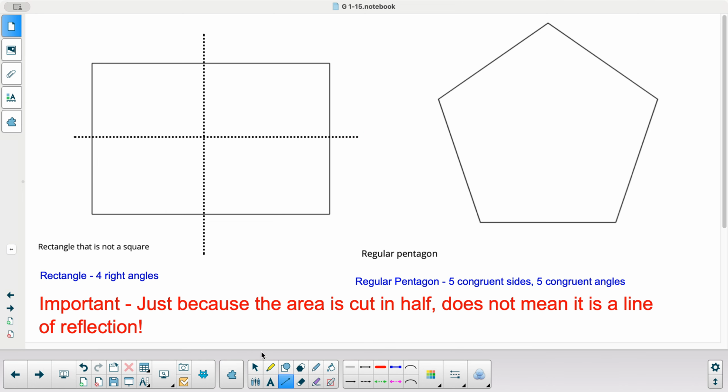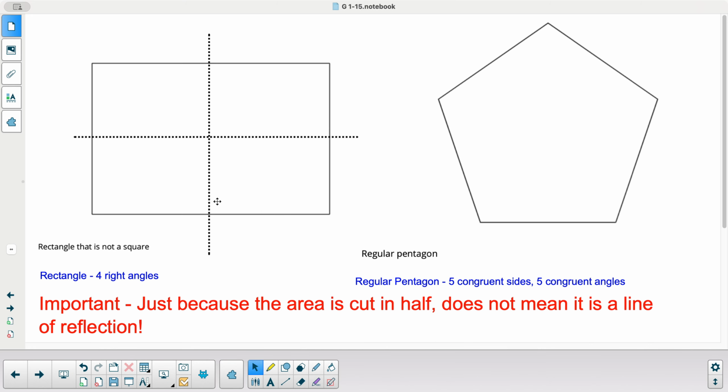Now, I might be a little off on this here, but right about there. A lot of things that kids do is they think that a diagonal on a rectangle is a line of symmetry, but it's not, okay? This is wrong. I'm going to show you here, this is not a line of symmetry. It does cut the area in half, but that does not mean it's a line of symmetry.